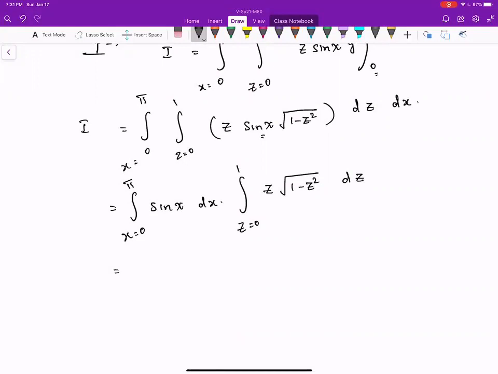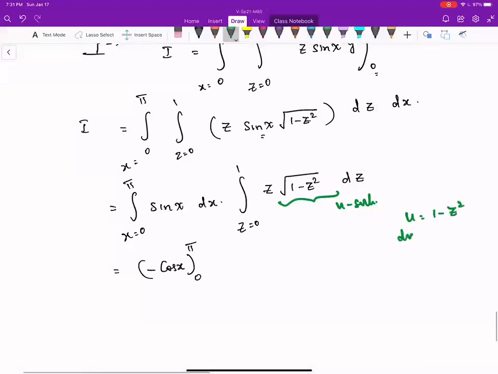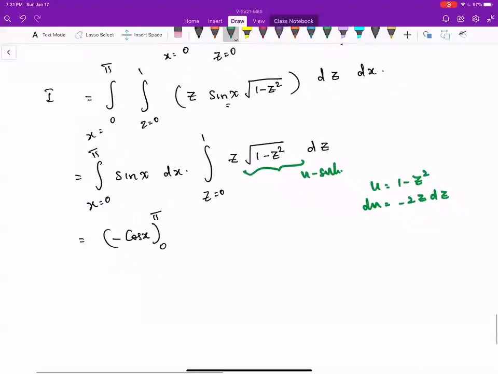So the integral of sin x is negative cosine x between 0 and pi. For this other integral, you can use the u substitution. Here u equals 1 minus z squared, so du would be negative 2z dz. You can change the limits, or you don't have to change the limits. Either way, it's okay.